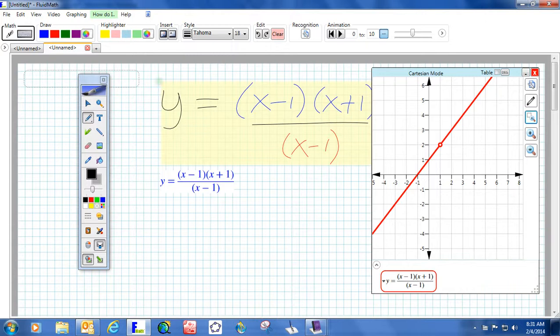So what you need to be able to do here is to figure out in advance where the holes are going to be, where the vertical asymptotes are going to be. The rest of the shape of the graph is kind of a mystery to us at this point until later, when it won't be.